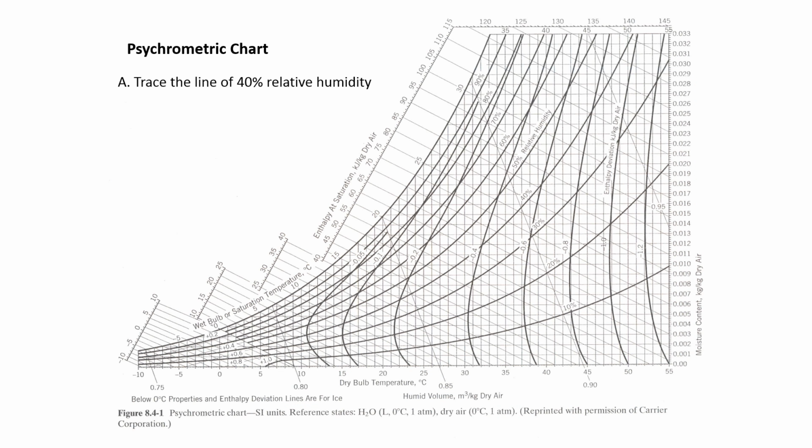Okay, so let's go and trace the line of 40% relative humidity. Here is relative humidity. There's 50%, 60%, and then there is 40%. Anywhere along this line is going to be 40% relative humidity.